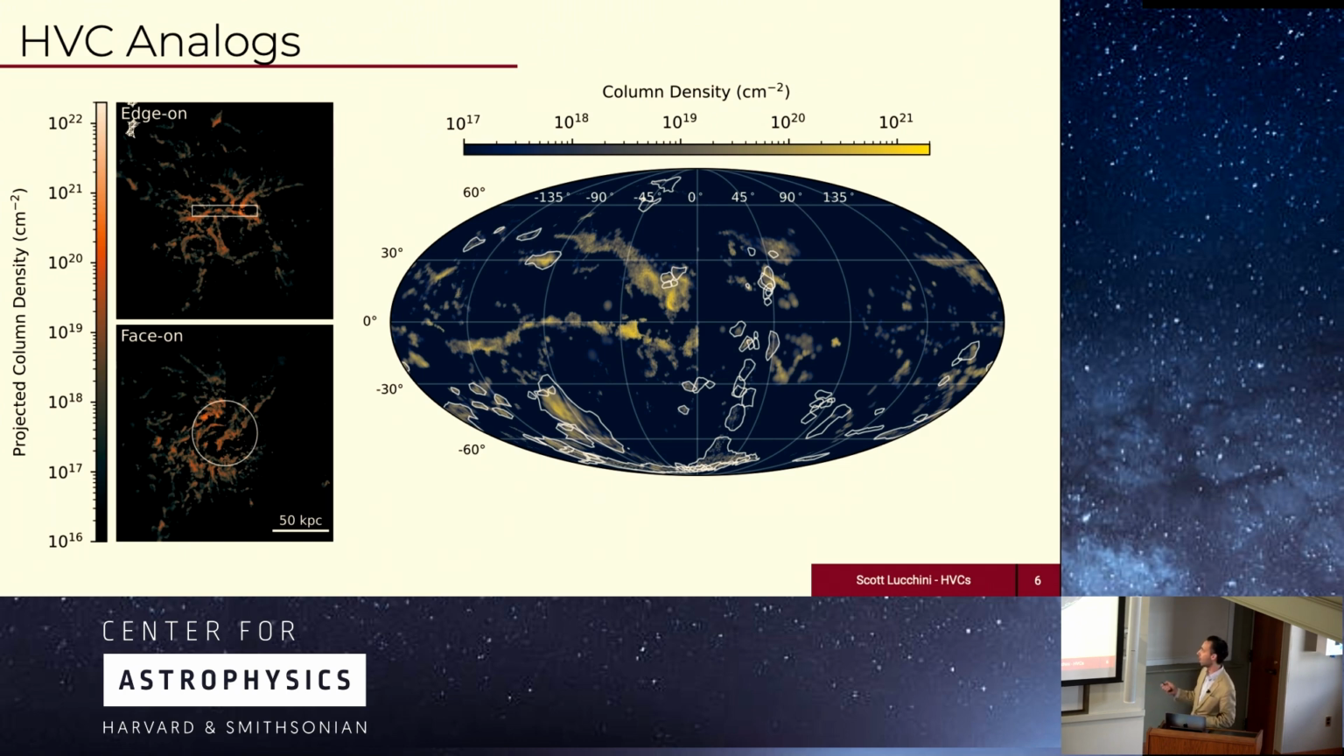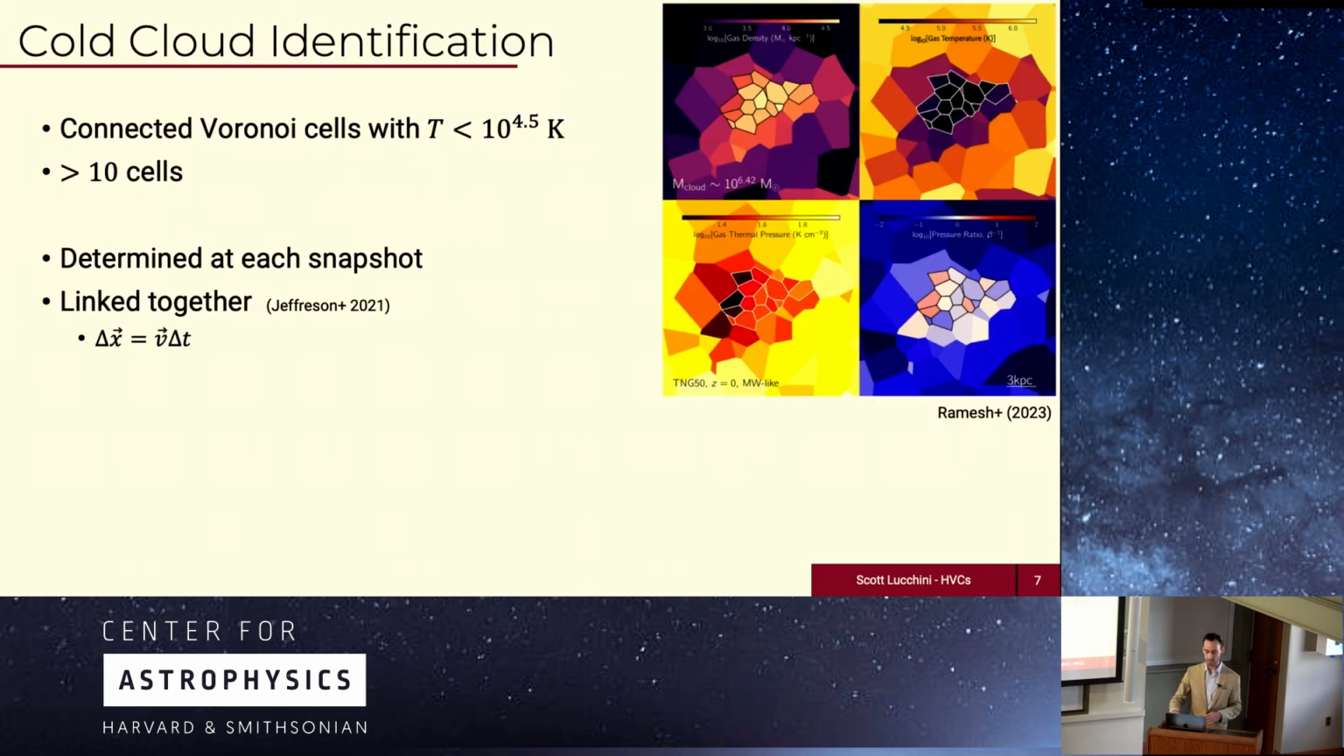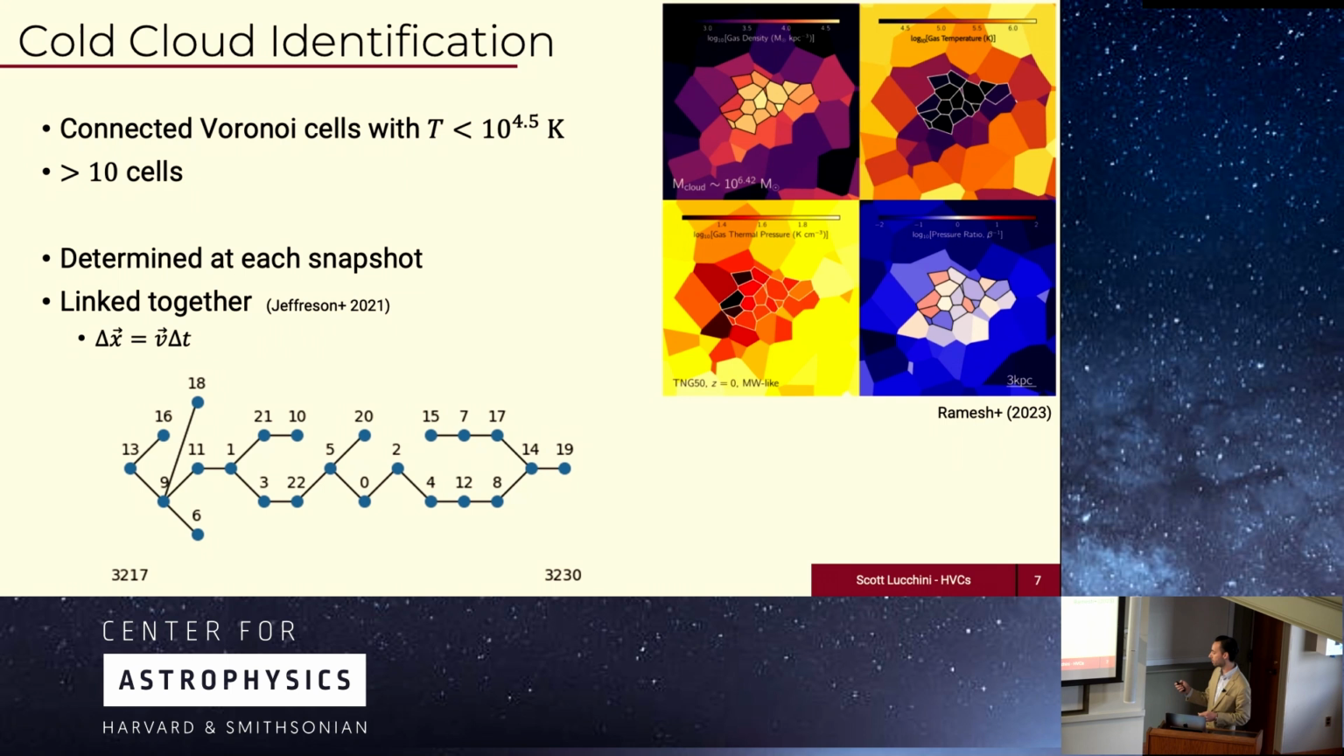And some of these smaller dots are fewer than 10 cells, and so those are unresolved, and we didn't include them either. But then once we have this HVC analog sample, you do the same analysis on each snapshot, looking for these cold clouds, and we connect the dots. We look for where these HVCs could have come from by propagating the positions and the velocities of each cloud forward in time, and then looking for overlap with cold clouds that we detected at that next snapshot. And so we end up with merger trees for each of these HVCs.